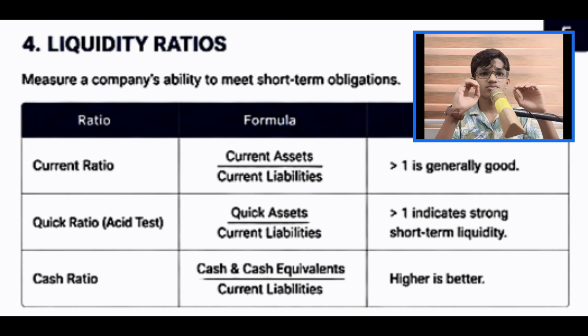It intentionally strips out inventory because inventory can take months to liquidate in a sudden economic downturn. The formula gives an acid test score; a score greater than 1 indicates a very strong, highly secure short-term liquidity position. Finally, the most conservative metric is the cash ratio, calculated by dividing cash and cash equivalents by current liabilities. A company can pay its immediate liabilities tomorrow morning using nothing but the raw cash sitting directly in its bank account. Solvency ratios.